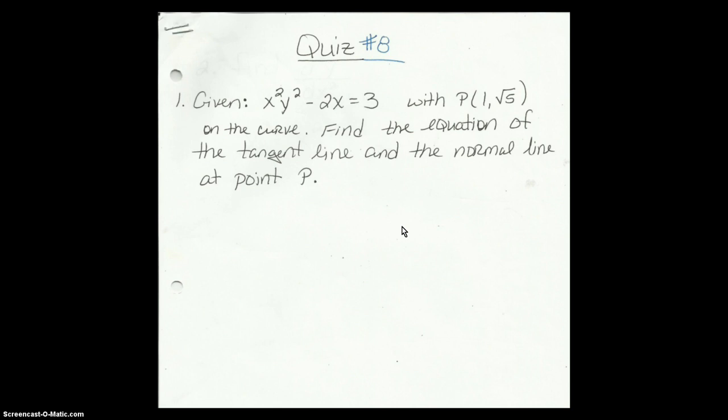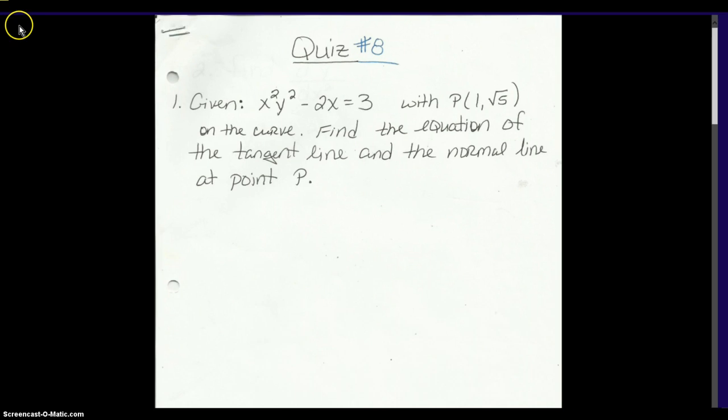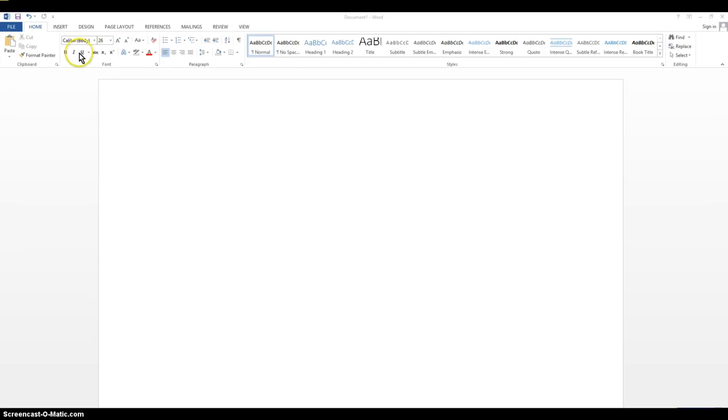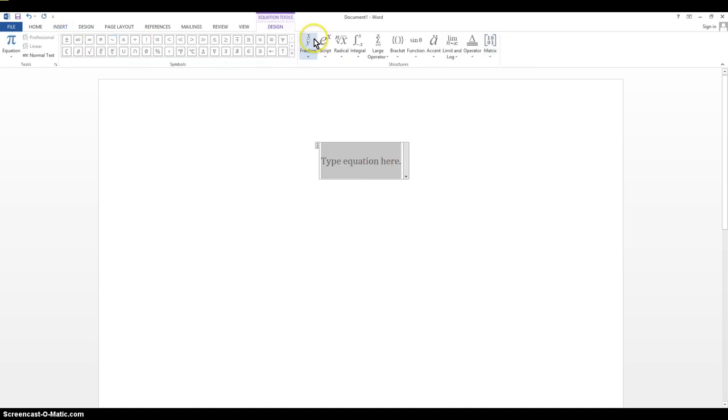I figured we'd just go ahead and get this out of the way so that when we come back from the Thanksgiving break, we can start off with the next topic, which is related rates. In related rates, you will need practice with implicit differentiation, which we would already have since we've taken care of this quiz. Alright, so let's start off with the tangent line first. I think we're all familiar with tangent line questions. So let's go ahead and insert my equation.